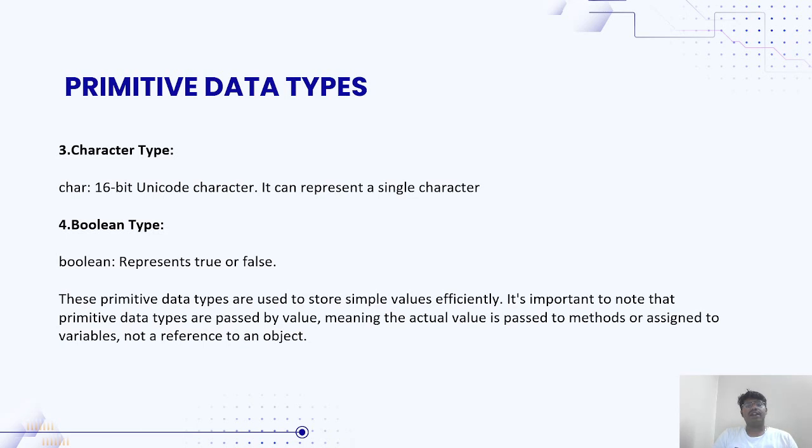These primitive data types are used to store simple values efficiently. It's important to note that primitive data types are passed by value, meaning the actual value is passed to methods or assigned to variables, not a reference to an object.